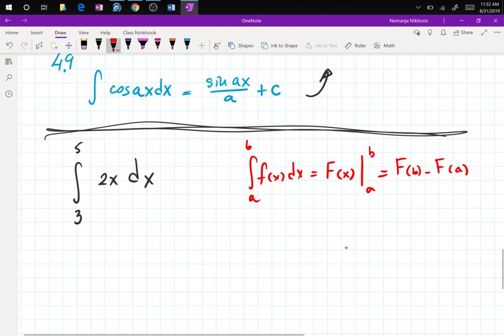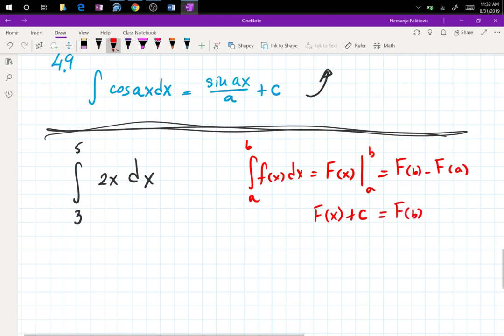Now, you are supposed to have plus c anytime you integrate. You see, this big F of x will have a plus c to it. And then on the other side over here, you will have F of b plus c minus F of a plus c, and you see that the c and c cancel. This is the reason why your definite integrals do not have plus c, because plus c cancels. So we just don't bother writing it at all.